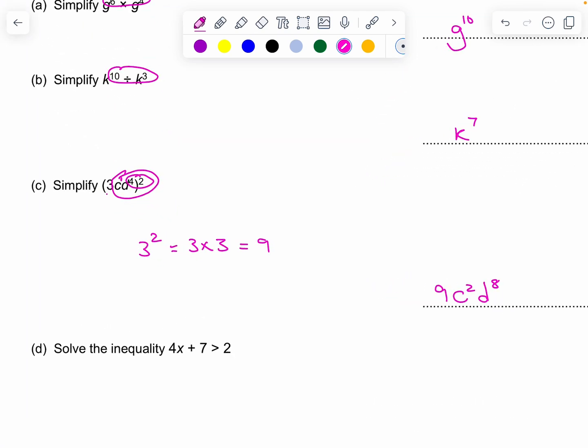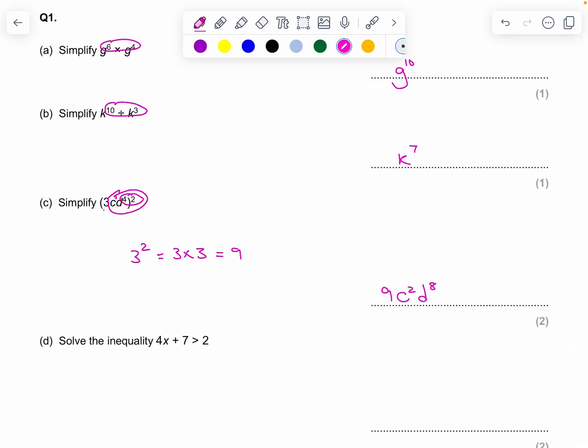Luckily, if you did not manage to get the 9 and you got the c squared and the d to the power of 8, you still got 1 mark. So you should always still give these questions a go.